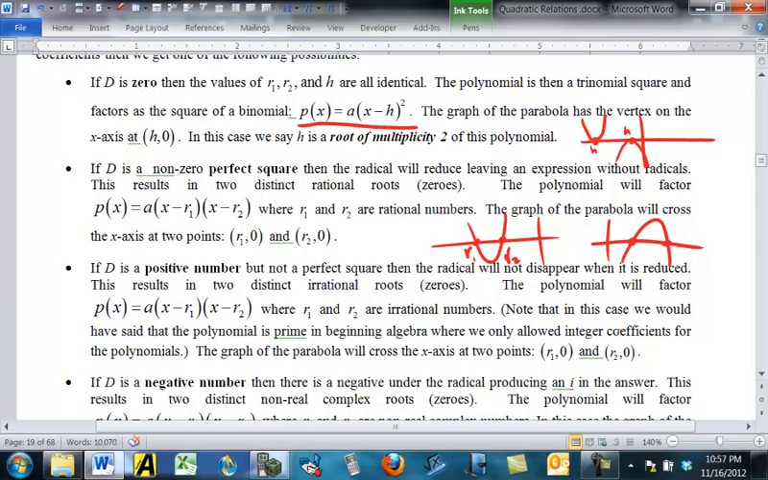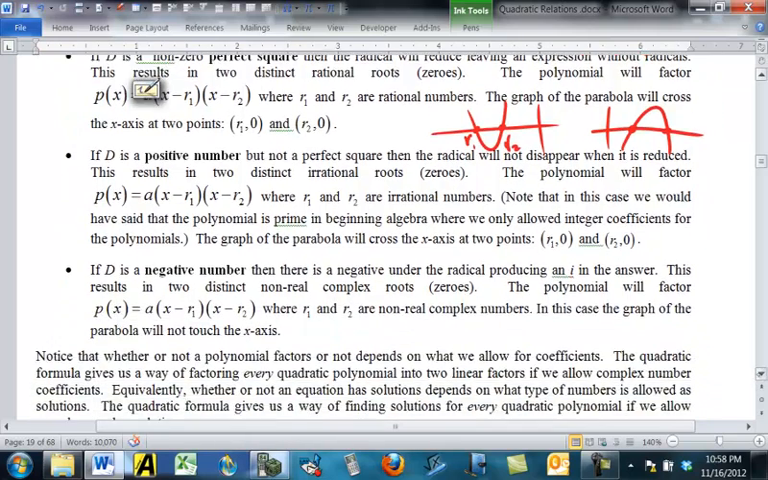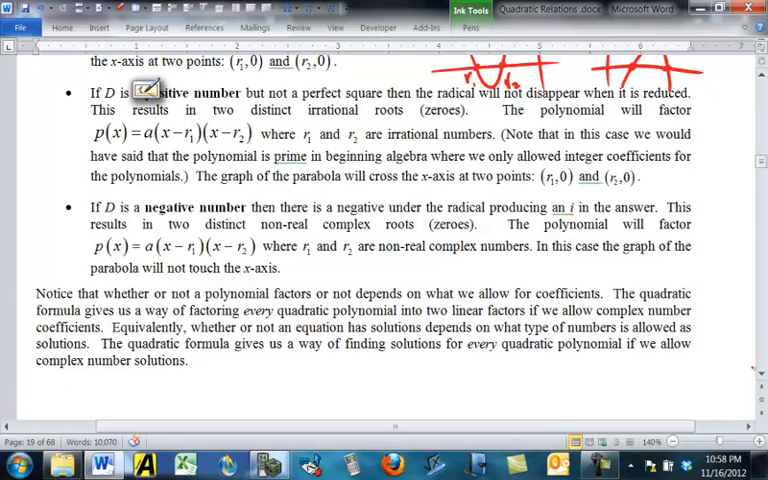But these are not rational numbers. They could be irrational numbers. So back in beginning algebra, we would have said that would be a prime polynomial or irreducible, or we said it wouldn't factor. It does not factor if we only allow integer coefficients. But if we allow irrational coefficients, it does factor.